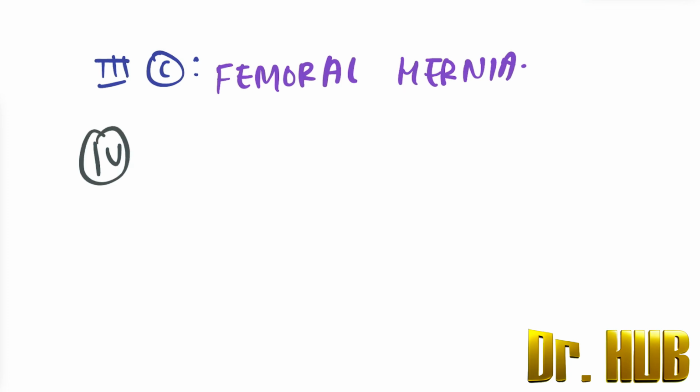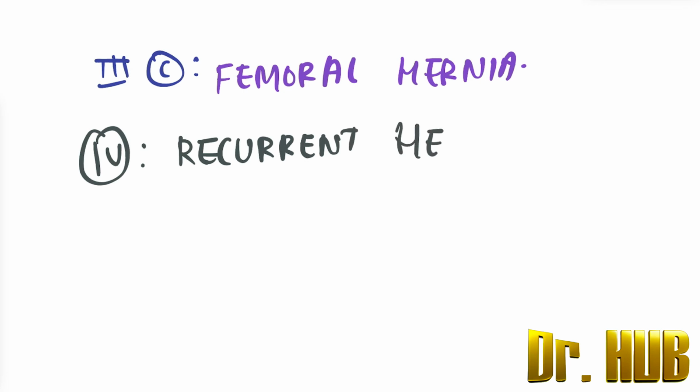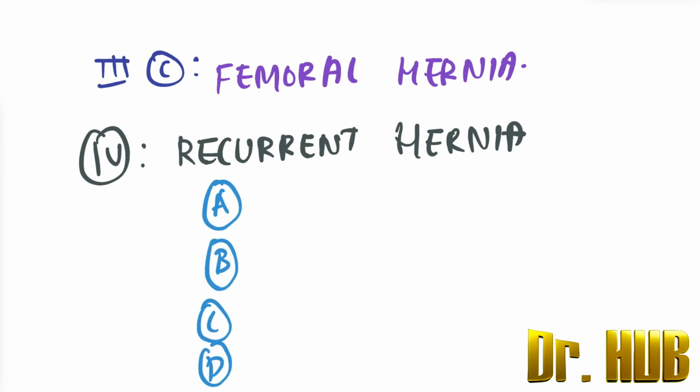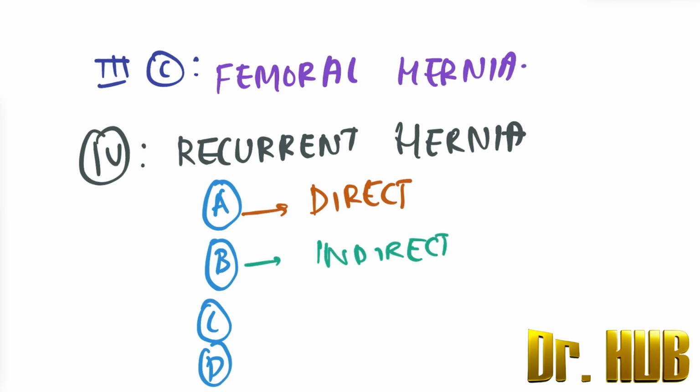Lastly, we move on to category 4, which is the recurrent hernia. Recurrent hernia has 4 varieties: A, B, C and D. A means it is direct. B means it is indirect. C means it is femoral. And D stands for combined.